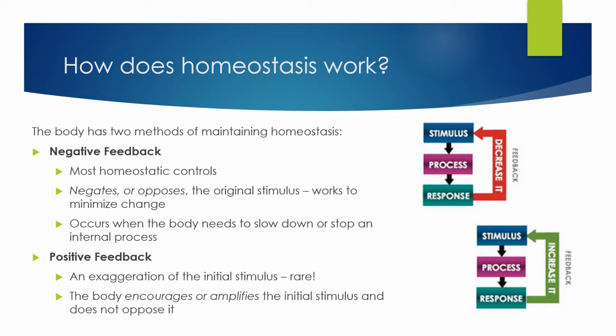Instead of wanting to oppose whatever is happening, we want to make whatever's happening happen more. So we're going to exaggerate the initial stimulus. Now these are pretty rare. There's not a lot of times that we really want to see this happening in the body. However, there is a very important reason why it happens, and it's usually to keep us out of a disease state, to get something out of our body that shouldn't be there. So let's look at examples of these so we can understand them a little bit better.